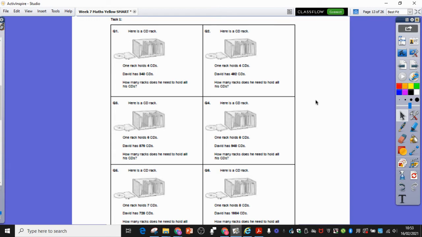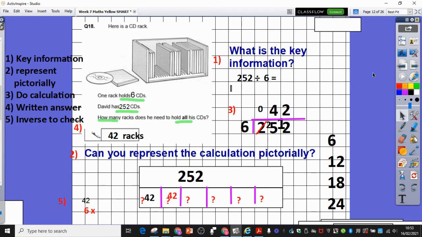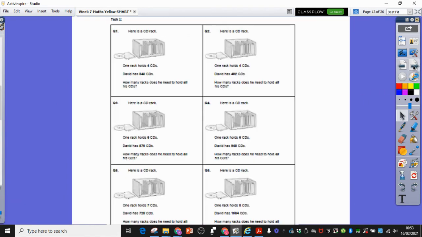So stop the video now. You might want to go back a little bit so you have this slide up to help you see what you need to do. And then when you're ready, let's move on to task 2.